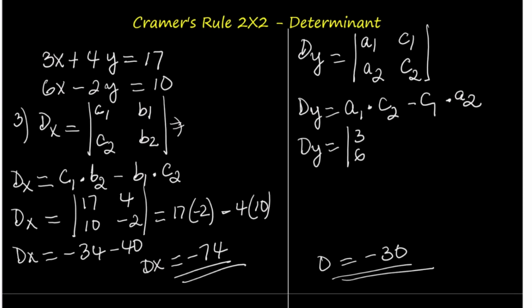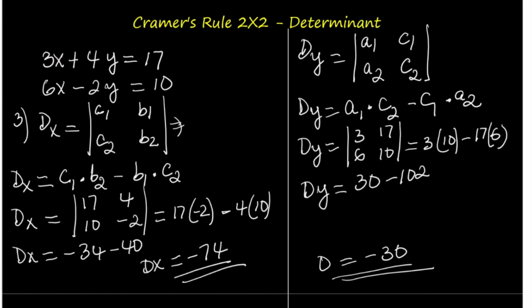Substituting in the values, a1 is 3, a2 is 6, c1 is 17, and c2 is 10. Now apply the formula. Dy equals 3 times 10 minus 17 times 6. That gives us 30 minus 102, which equals negative 72. So Dy is negative 72.